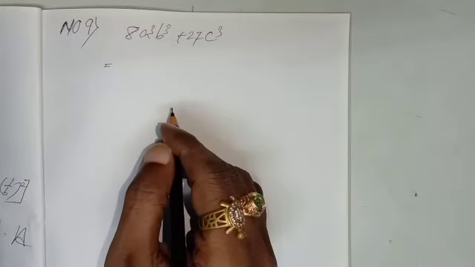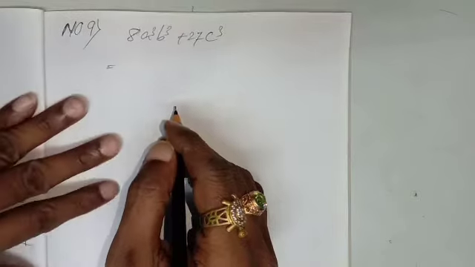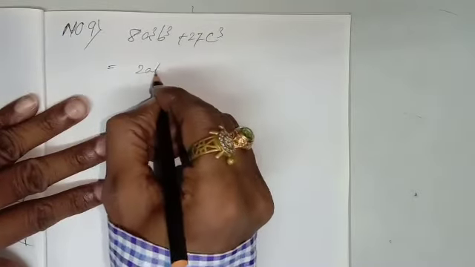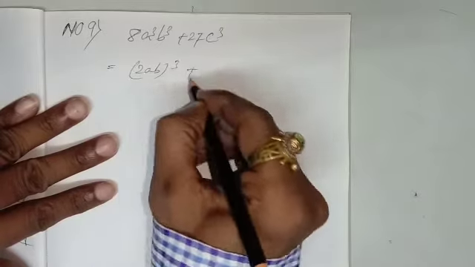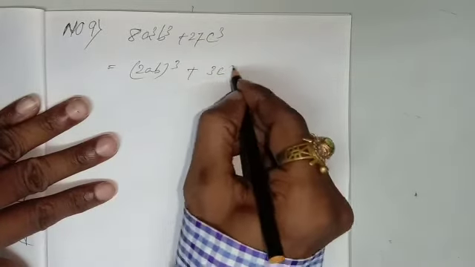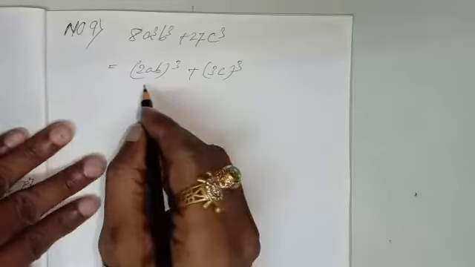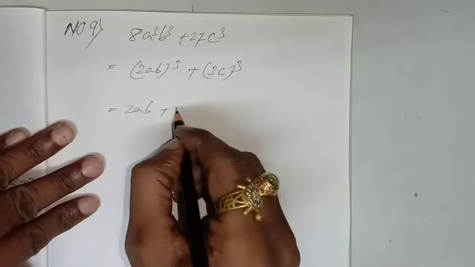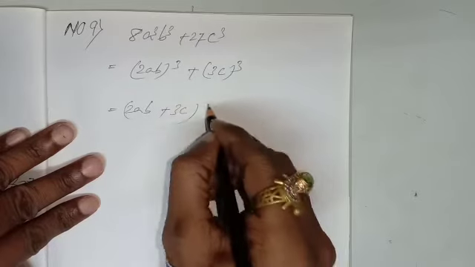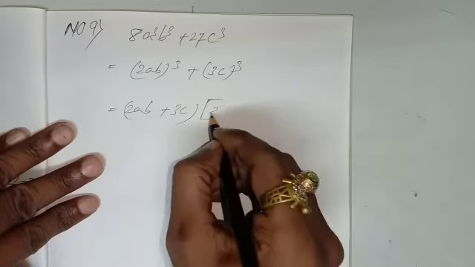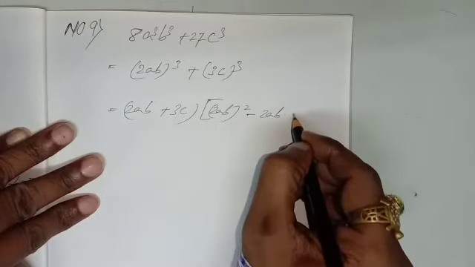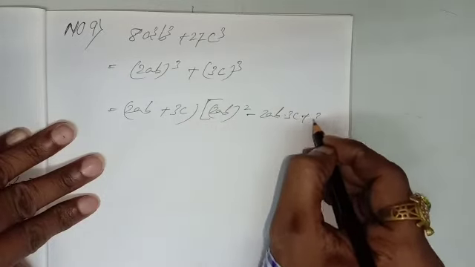Question number 9. It is given 8a cube b cube plus 27c cube. First of all, tell me, 8a cube b cube means 2ab whole cube. 27c cube means 3c whole cube. The a cube plus b cube formula is a plus b, that is 2ab plus 3c, whole into a square, that is 2ab whole square, minus ab, 2ab into 3c, plus 3c whole square.